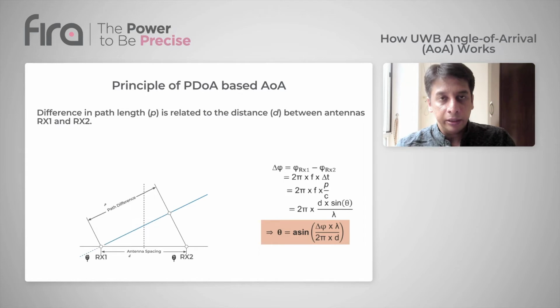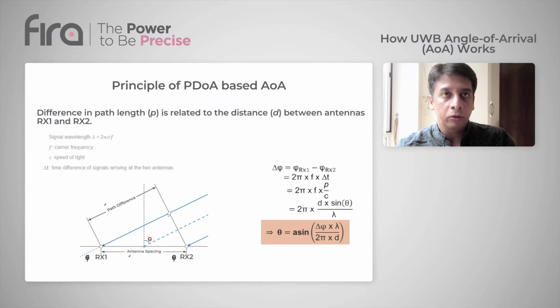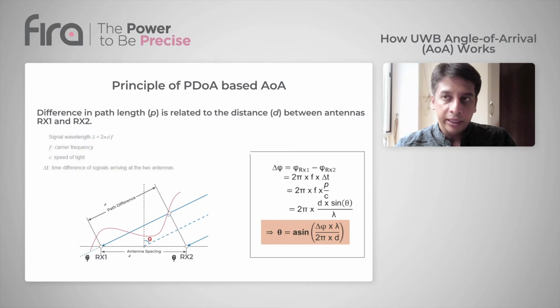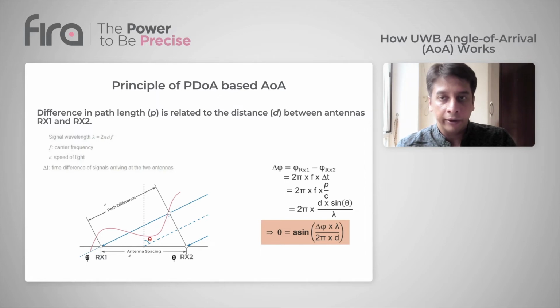Now, if you see the typical sine wave over here, the angle of arrival is then calculated with lambda equal to 2 pi c by f, where f is the carrier frequency and c denotes the speed of light. And then delta t is the time difference between the signal arriving at the two antennas. Now, if you take a look at this equation and then transpose, you finally arrive at this method to calculate theta, which is the angle of arrival from that particular anchor.